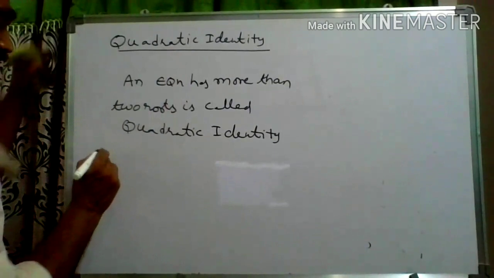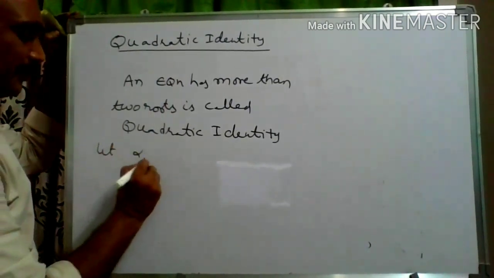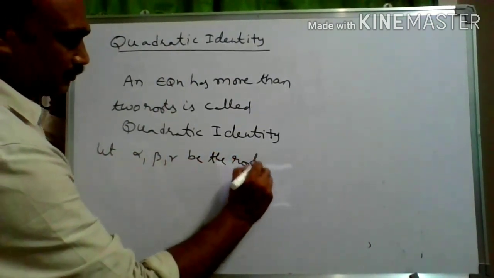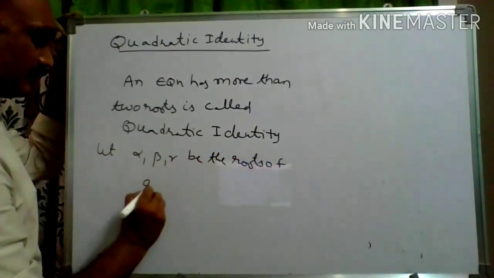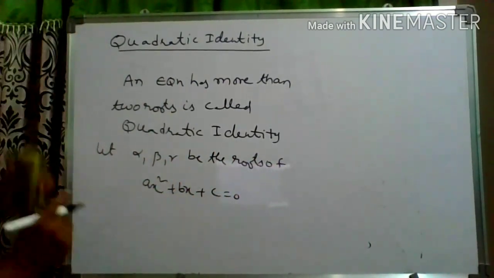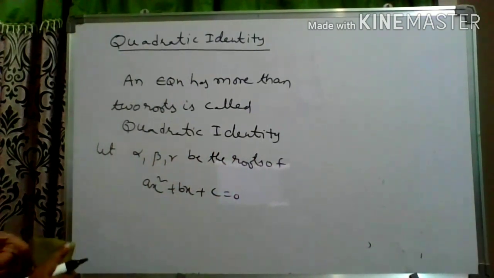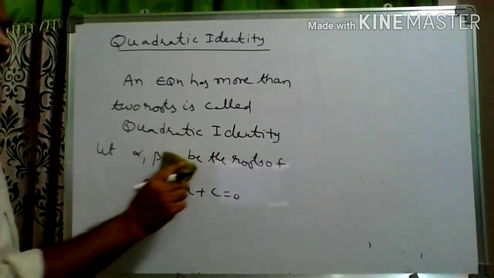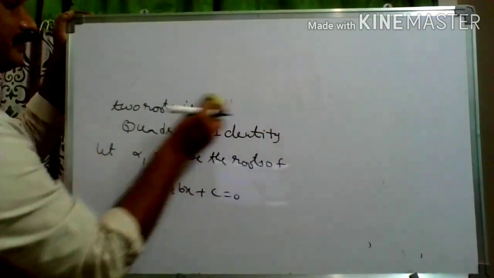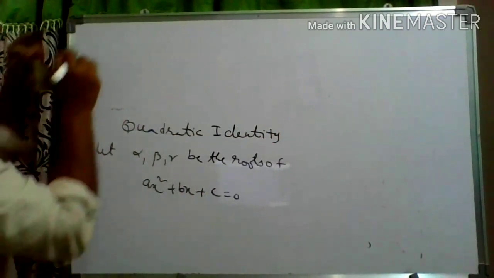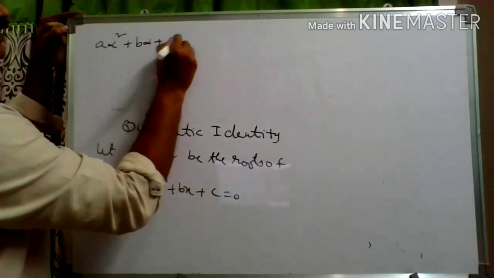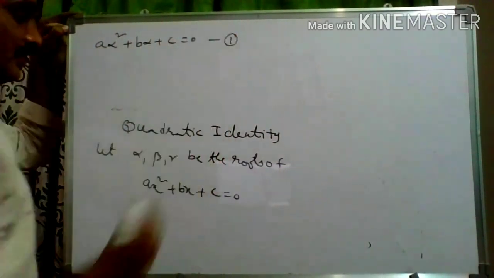Suppose let the three roots alpha, beta, gamma be the roots of ax square plus bx plus c is equal to 0, students. So for a quadratic identity, three roots. Alpha is a root: a alpha square plus b alpha plus c is equal to 0. This is equation number 1.